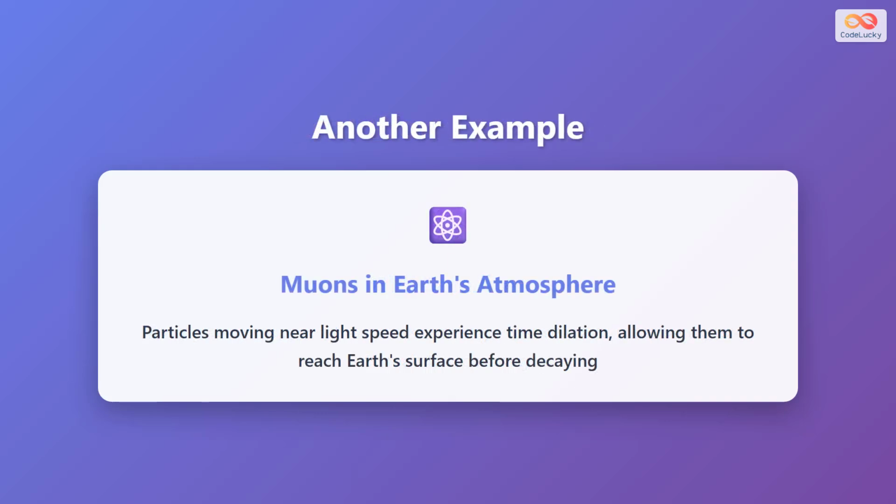Another powerful example of time dilation comes from particle physics. Muons are subatomic particles created when cosmic rays strike Earth's upper atmosphere. These particles are unstable and decay very quickly. At their natural decay rate, muons shouldn't survive long enough to reach Earth's surface. However, because they travel at nearly the speed of light, time dilation extends their lifespan from our perspective. Time passes more slowly for the muons, allowing them to reach the ground before decaying. This has been experimentally verified countless times.